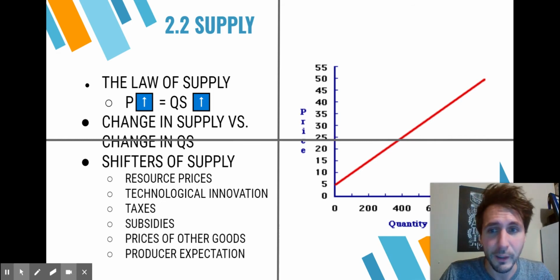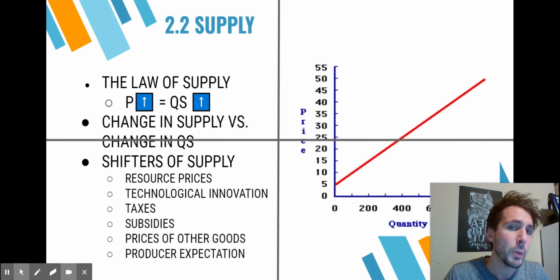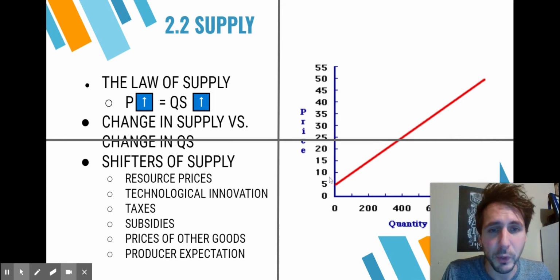Remember, a change in supply is different than a change in quantity supplied. Quantity supplied is changing when there's a change in price. So the price, for example, goes from 10 to maybe 20. It might go from 100 units to 200 units as a result. That's an increase in quantity supplied.